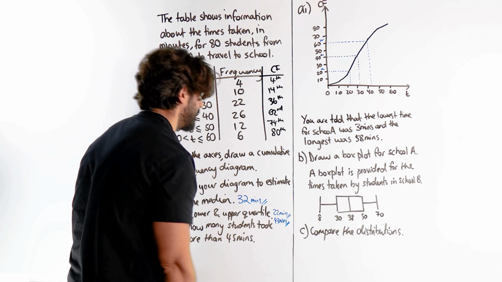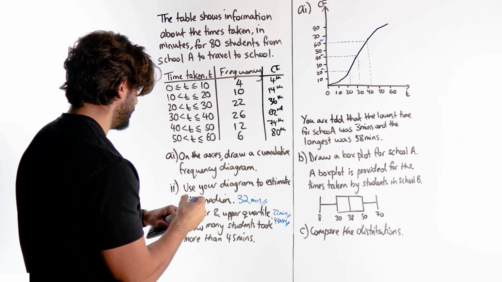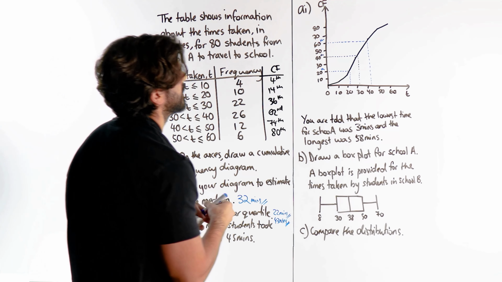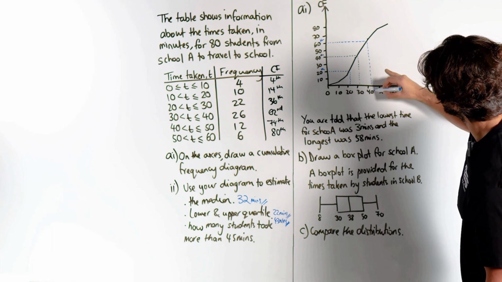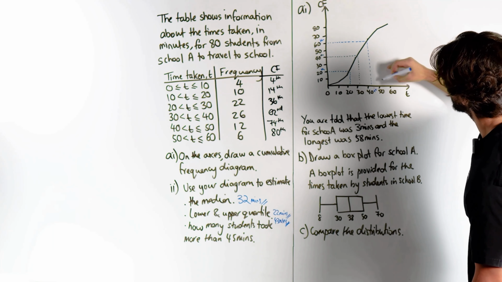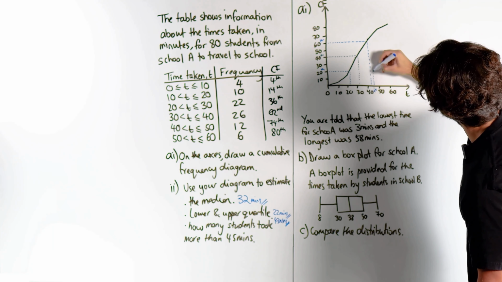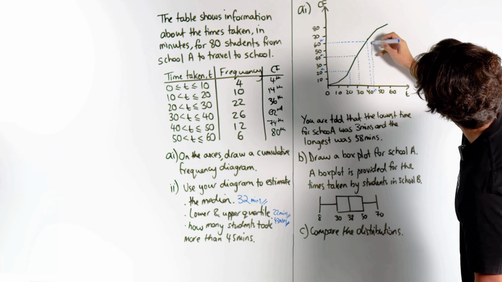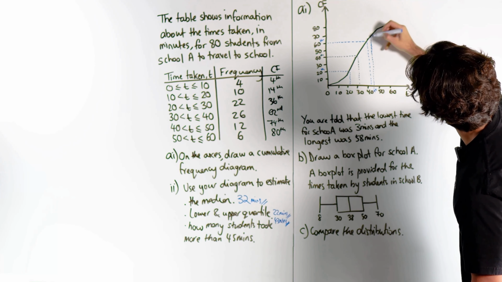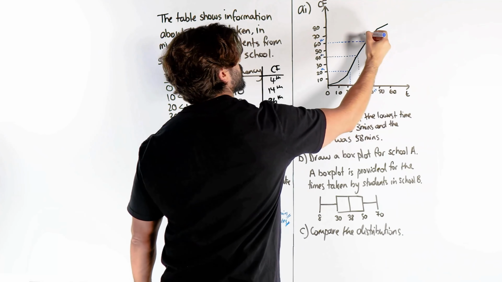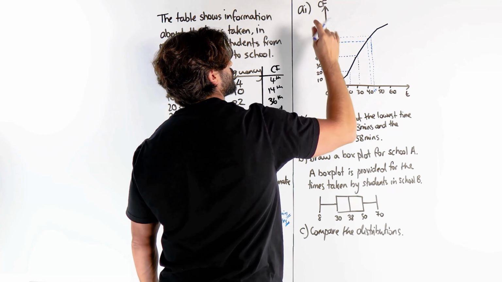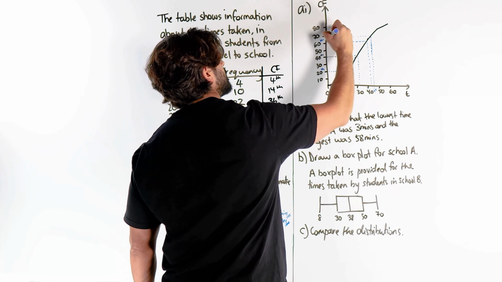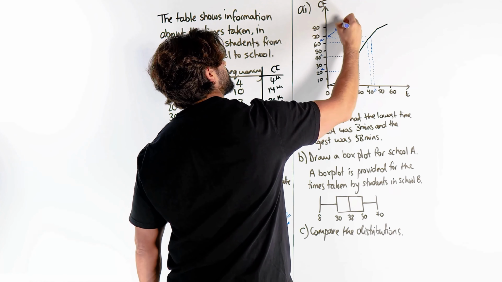All right. The next part says, how many students took more than 45 minutes? So here we're going to read up from 45, which is maybe here. So there's the minutes, right? So now we're going to go up with our ruler and we're going to find that value. Then we're going to go across. Now that's about 68, okay? So this here is about 68.